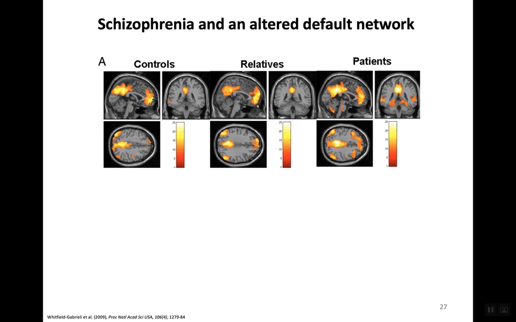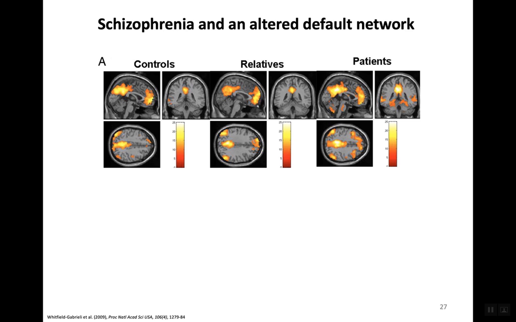There's been a great deal of research trying to understand what is the neural basis of schizophrenia. And in one such study, Whitfield, Gabrieli, and colleagues looked at the default network in controls, in neurologically healthy adults, as contrasted with patients who have undergone a clinical diagnosis for schizophrenia, as well as the first-degree relatives of those patients.